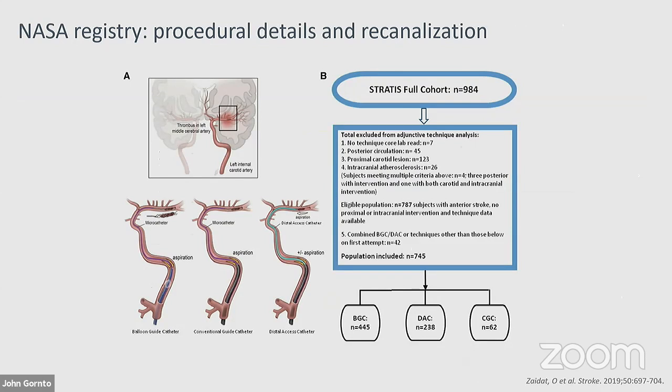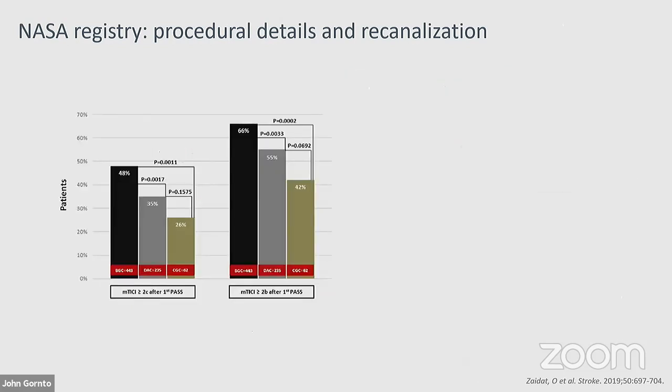So this is, again, an analysis of the NASA registry. And they compared the typical basic approaches: balloon guide catheter, distal access catheter aspiration, and without a balloon catheter, regular guiding catheter. And if we look at these data, it's quite convincing that with the balloon guide catheter, we have the highest number of patients with a very good reperfusion result. It's in the middle with the intermediate catheter, and it's much lower if we use a regular guiding catheter. So we shouldn't do this anymore.